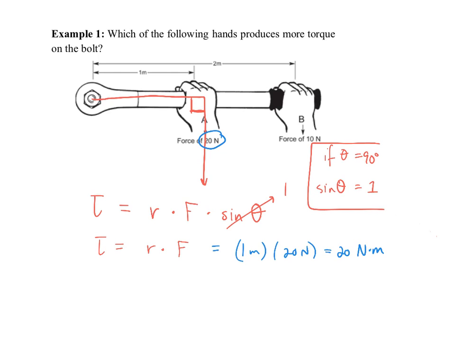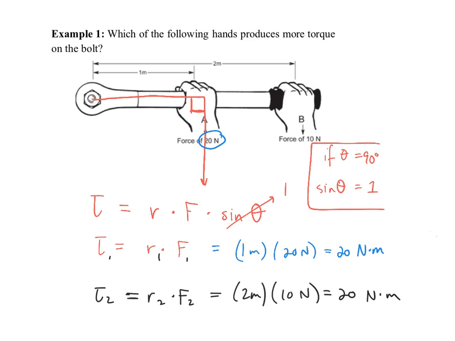We'll call this torque 1. And then torque 2 will be the second length times the second force. The second length is 2 meters, but the second force is only 10 newtons. So as George said, it is the same value in the end.